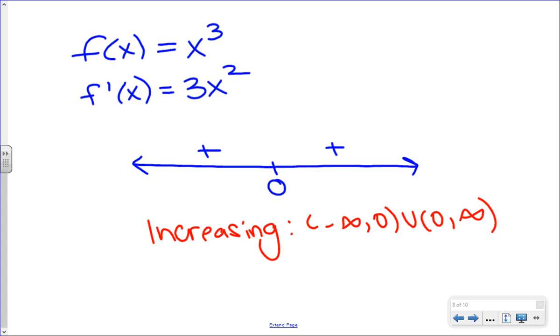It's technically not increasing at 0, which is something that we never really talked about last year in pre-calculus because you don't really know about the concept of a derivative. But since the derivative is 0 at 0, it's actually breaking up that function into 2 increasing intervals. Okay.